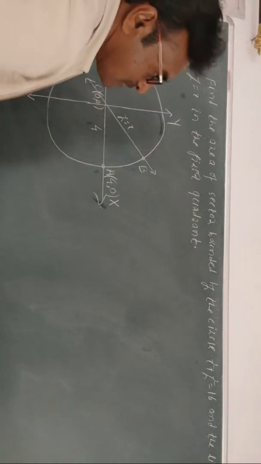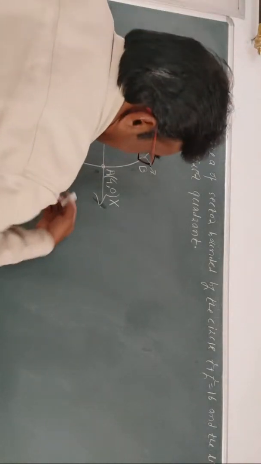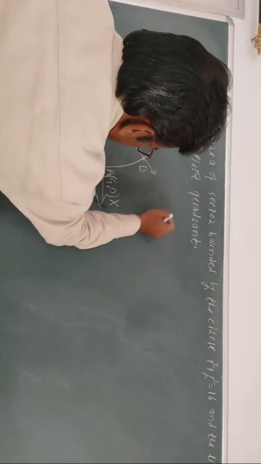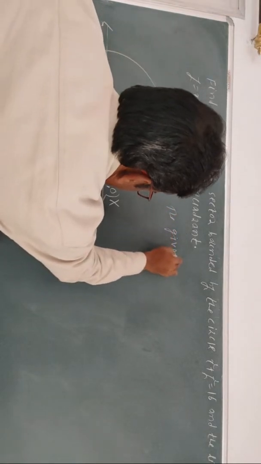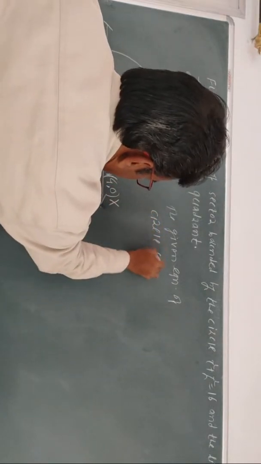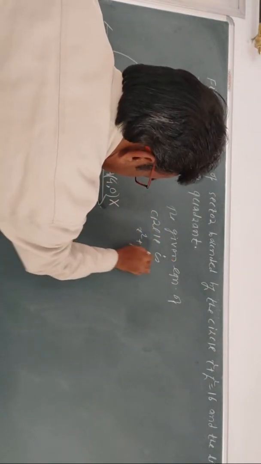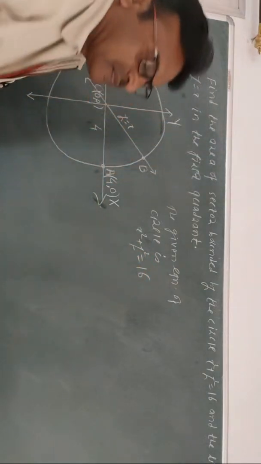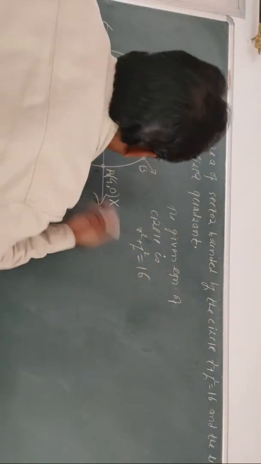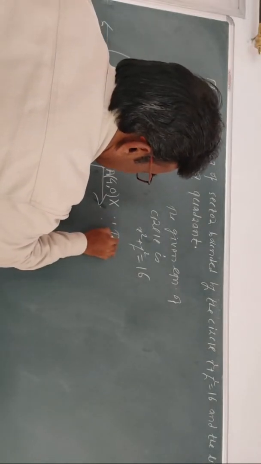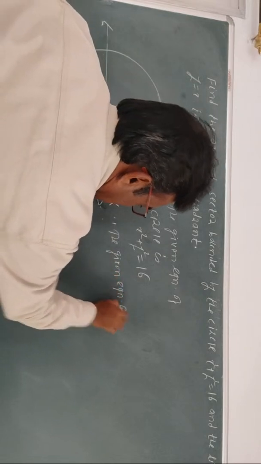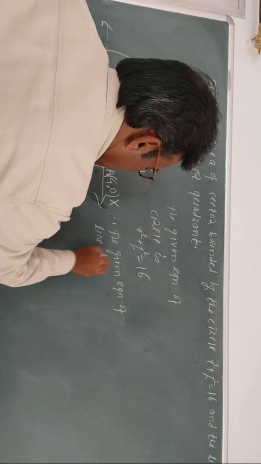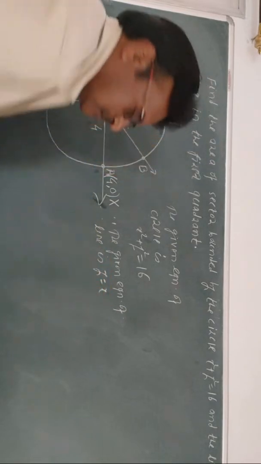Therefore, first we write the given equation of the circle and the given equation of the line. The given equation of the circle is x square plus y square equals 16. Next we write the given equation of the line. The given equation of the line is y is equal to x.